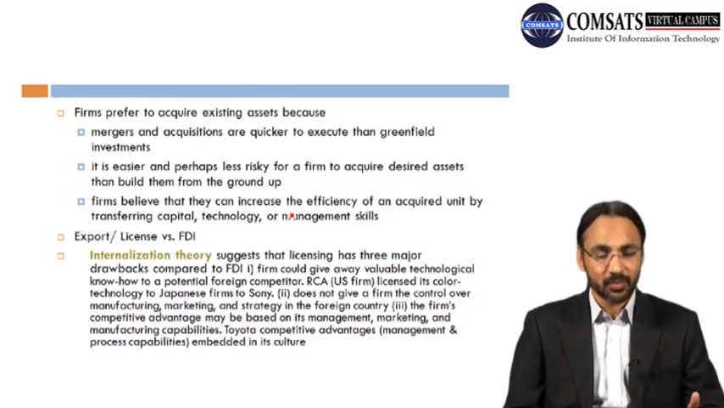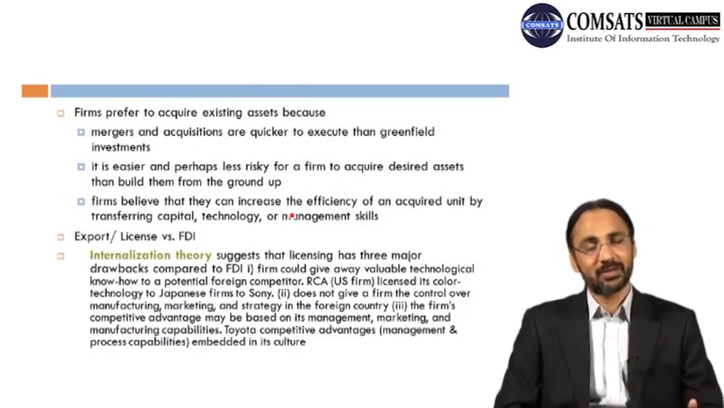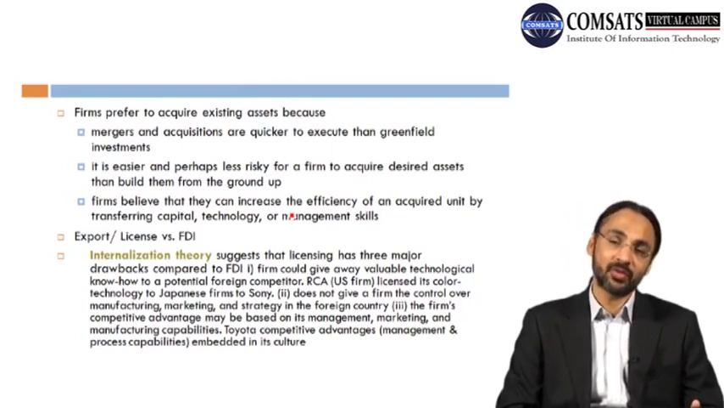Okay, another aspect we had discussed was export, license, or FDI. Why do firms prefer licensing or exporting over FDI? For export, the main reasons are trade barriers and the cost of transportation. To avoid these two things, the firms prefer to do FDI rather than export.